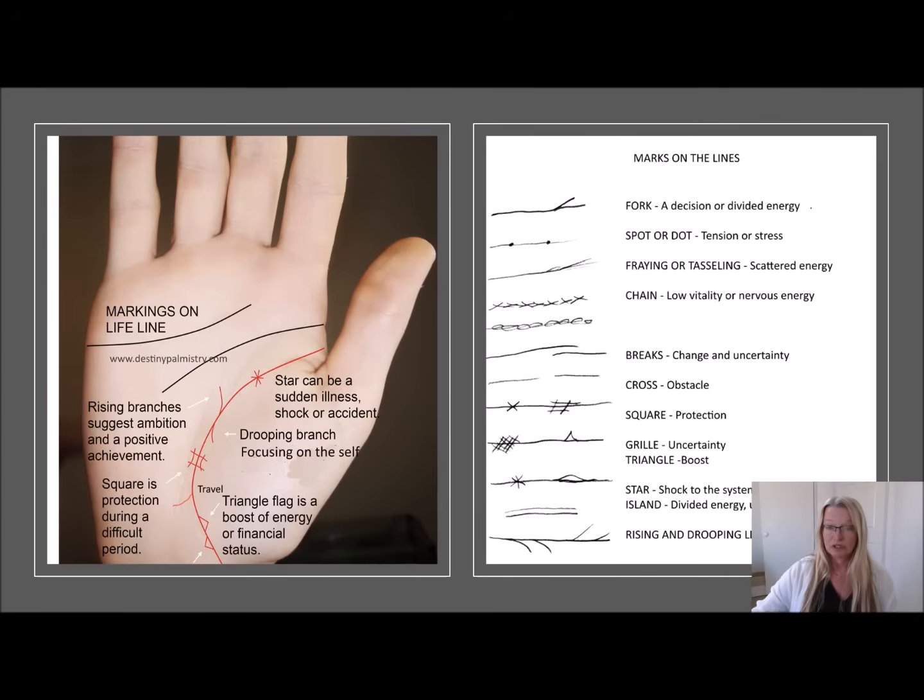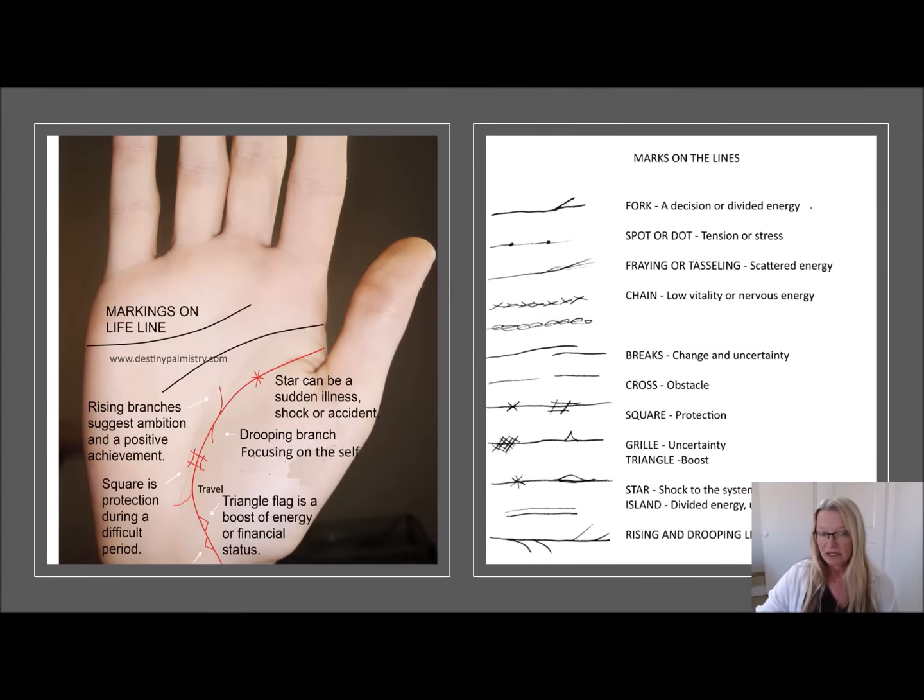The dot is not a mole, and it's not usually on the mount. The dot being on the actual line, it sometimes looks like an indent, like a lead pencil dot, or more like a little hole almost. So these dots can represent a sudden trauma, no matter which line they are on.